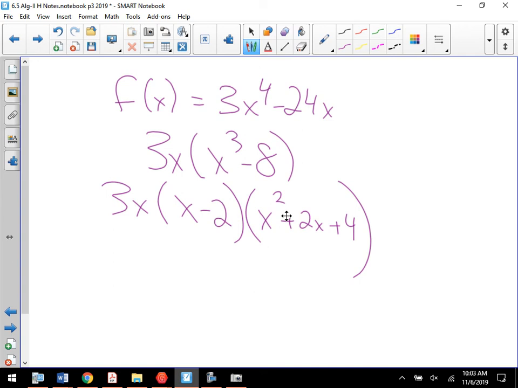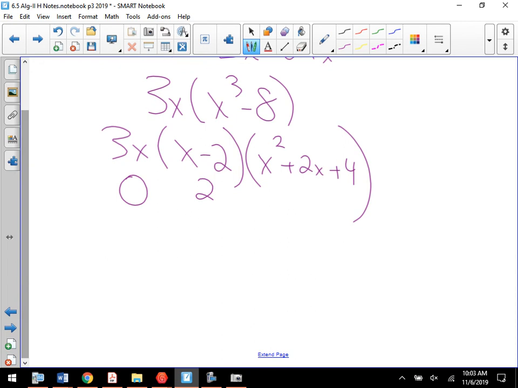Now, at this point, two of those values are easy to figure out for your zeros, 0 and 2. The other one you had to use the quadratic formula for. That third one is going to give you imaginary roots usually. Yes, sir. What's the cube root of 8? Oh. Okay. So here you wind up with negative 2 plus or minus the square root of 4 minus 4 times 1 times 4, all over 2. So you get negative 2 plus or minus the square root of negative 12. So you have 0, 2.